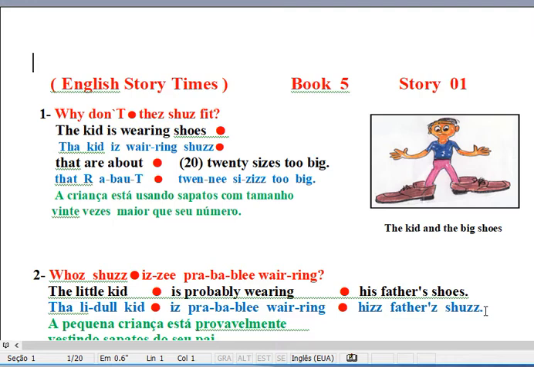Question. Why don't these shoes fit? These shoes fit. Why don't these shoes fit? The kid is wearing shoes that are about 20 sizes too big.